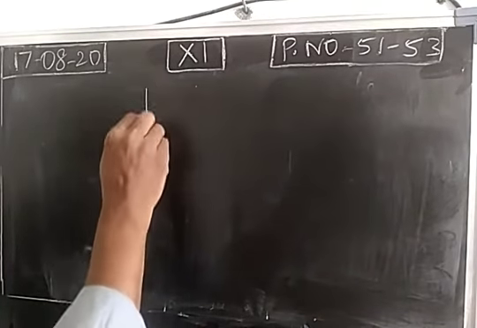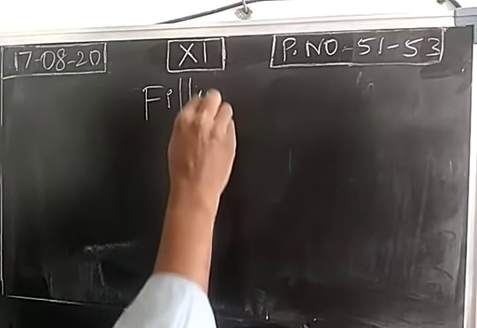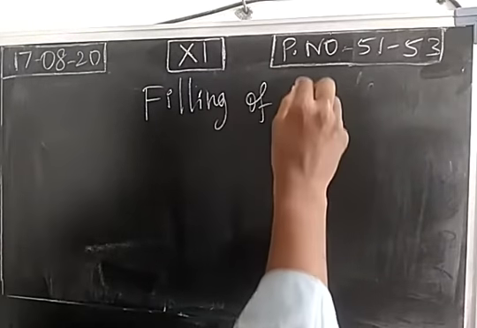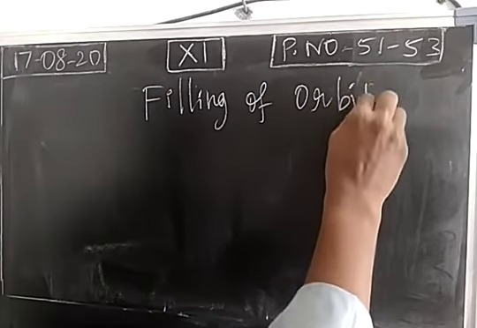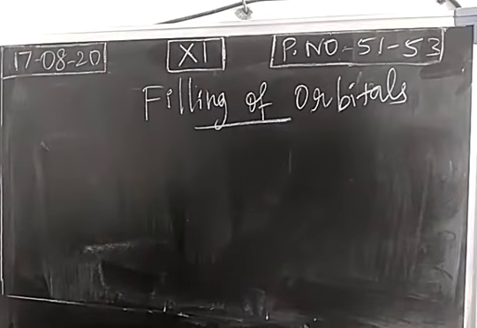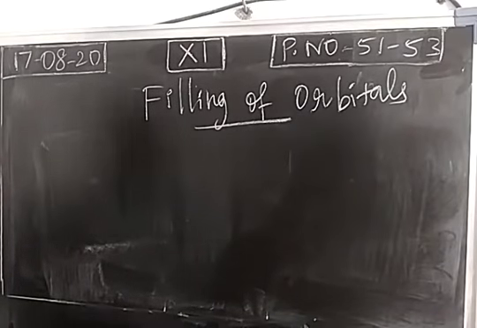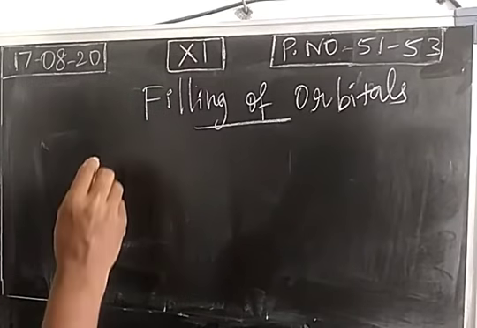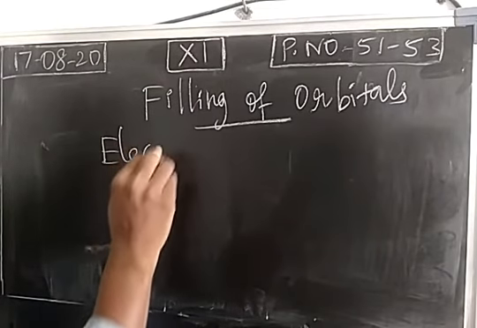So next concept, filling of orbitals. Now electrons are going to be placed in the orbitals, right? We have different orbits, and in the orbits we have orbitals. Now electrons are going to be placed in the orbitals. The process is called what? Electronic configuration or electronic arrangement.